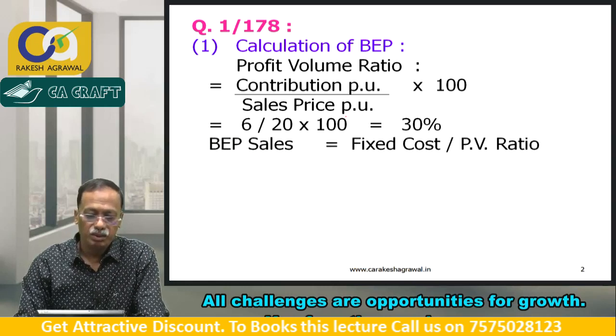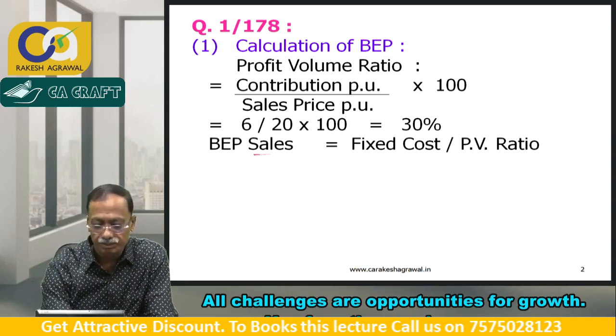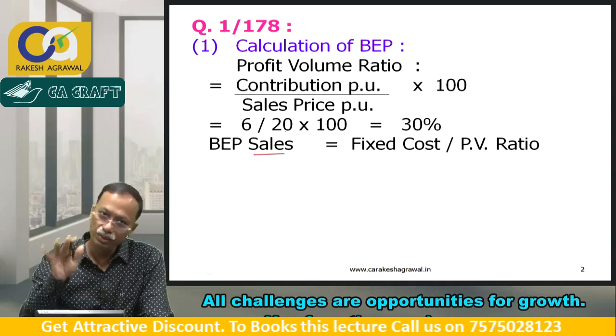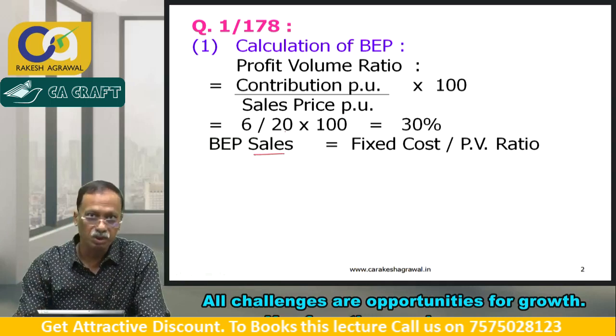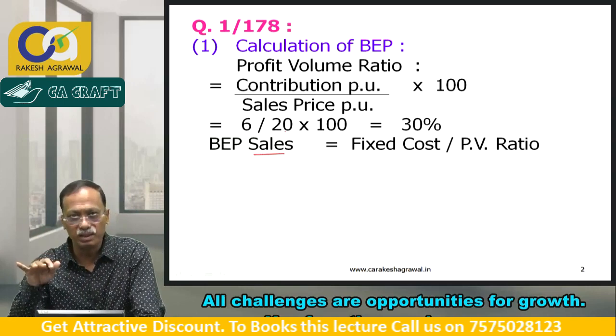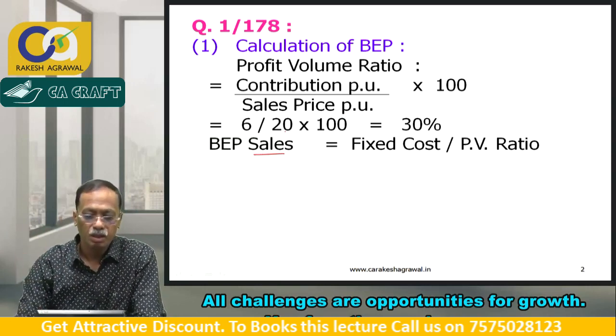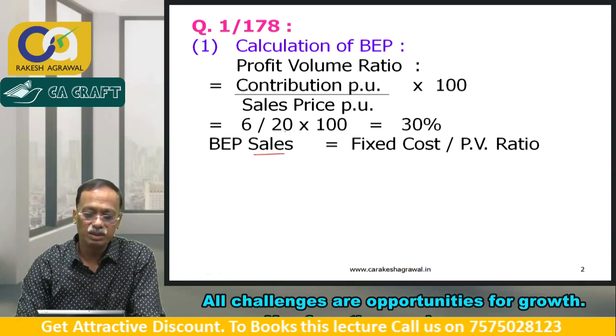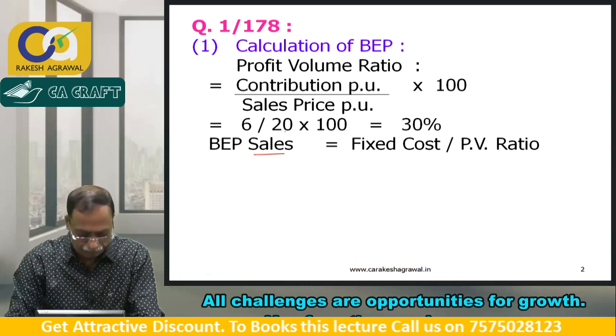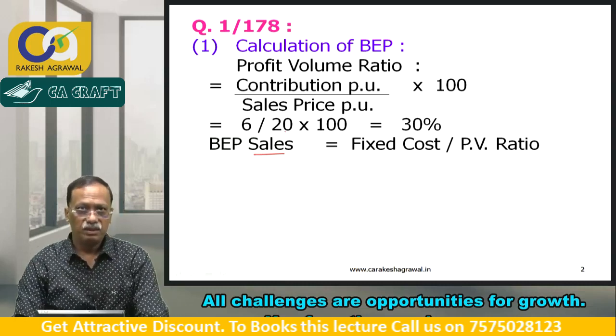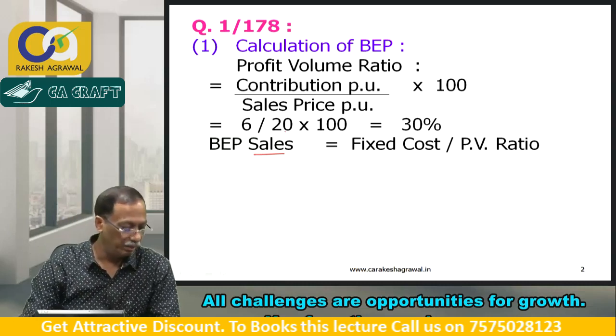BEP sales is equal to, I am calculating it in rupees. As I said, you can calculate in units also, absolutely no problem, because the question is silent. So either in units or in rupees. BEP sales is equal to fixed cost divided by PV ratio.